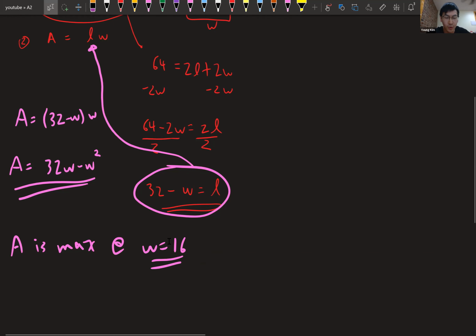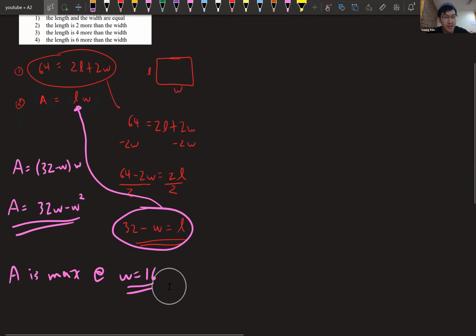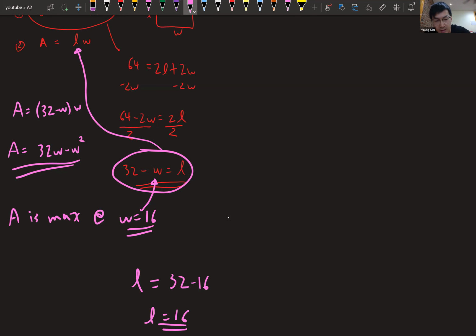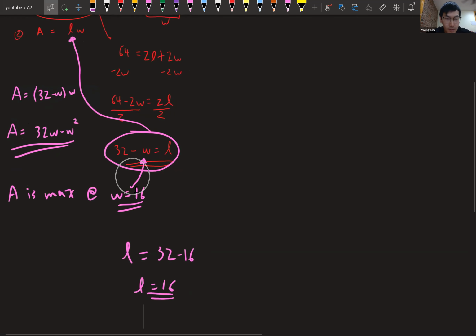Well, great. So now we know the width. But if the width is 16, and from this first equation this has to hold, and this is equivalent to saying that the length is this, then we know the length also because L is equal to 32 minus W. So you substitute the 16 in here and you get L is equal to 32 minus 16. In other words, L is equal to 16. Hopefully that makes sense.